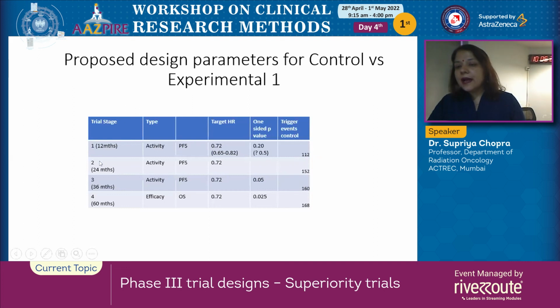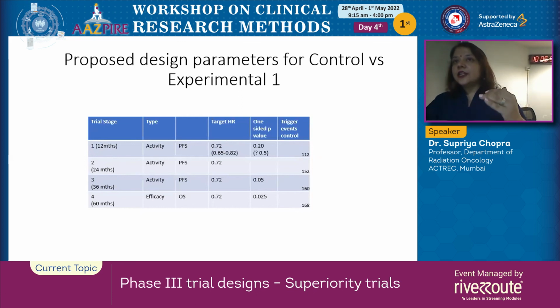So you can see I have done some calculations for another trial that we are designing. So you have multiple arms and the trial moves towards stages. And on the extreme right hand corner, I have put trigger events of control. All I need to define is the target HR that I want. And I have made up my mind that I will do most of the trials between 0.7 and 0.75. So I put a target HR here.